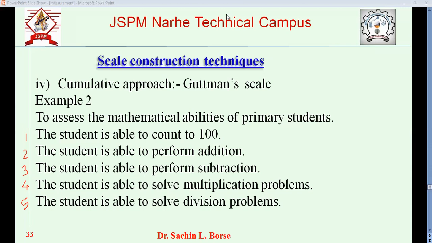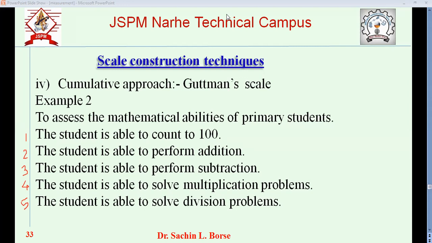Or you can create the scale and send me on the WhatsApp. Okay, an example of Guttman scale. This is not a very good example, but it is an example of Guttman scale to assess the mathematical ability of primary student. Counting marbles while playing a game can be a very good example of Guttman scale. Counting the marbles. Yeah.